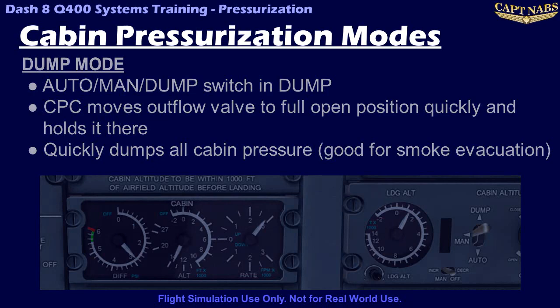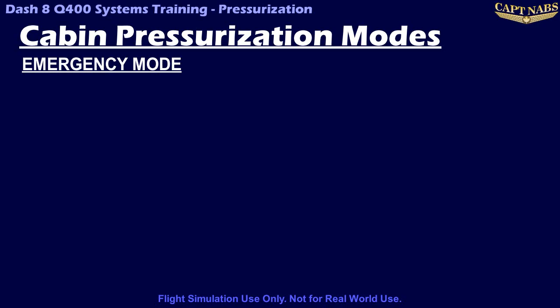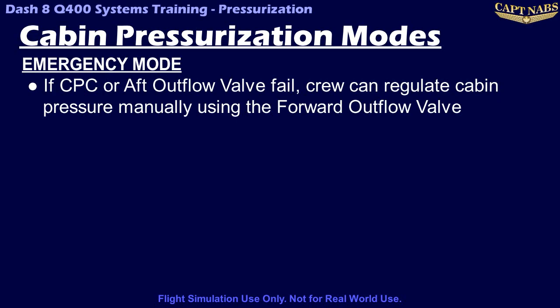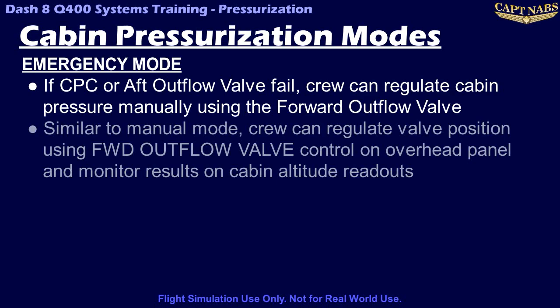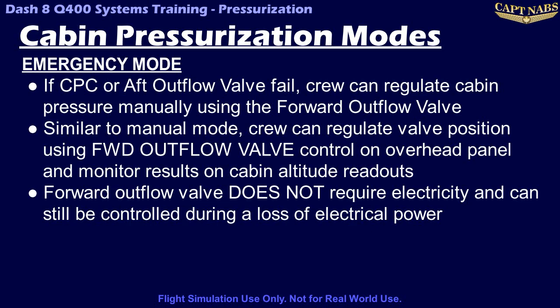Emergency mode is used whenever the outflow valve fails. In emergency mode, the crew manages the pressurization using the forward outflow valve control on the pressurization control panel. Other than using a different valve, emergency mode is very similar to manual mode, and the flight crew must continually monitor the cabin pressurization indications to ensure the cabin altitude is on target. One other important note about emergency mode is that the forward outflow valve does not require electricity to operate. So in the event of a full or partial loss of electrical power, emergency mode can still maintain cabin pressure.